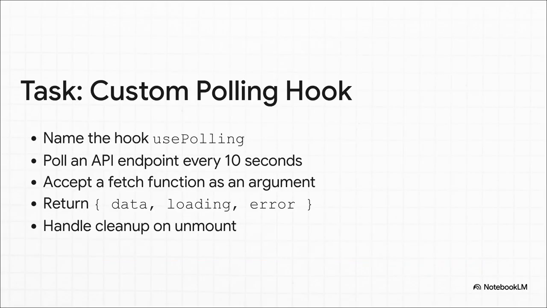But what about data that needs to be constantly up to date, like live scores or a dashboard? For that, we need a custom polling hook. So our requirements are clear. Give it a specific name, poll every 10 seconds, and, this is the big one, handle cleanup properly to prevent nasty memory leaks when the component unmounts.